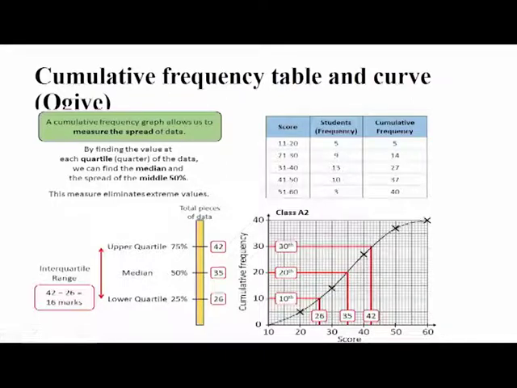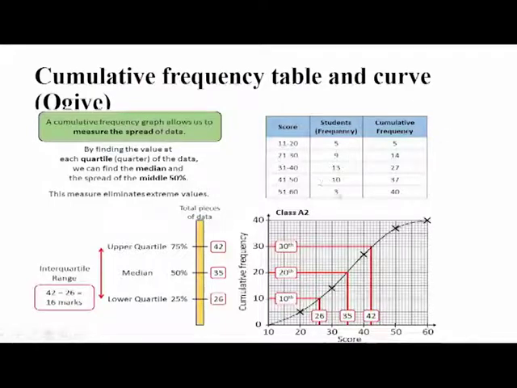You must know how to work out the upper quartile. For the upper quartile we use 3/4. The median is 50%, or half of the values, and for the lower quartile we use 1/4 of the values. For the interquartile range, we subtract the lower quartile from the upper quartile. You can see the difference between the highest quartile and the lowest quartile. That is the interquartile range.